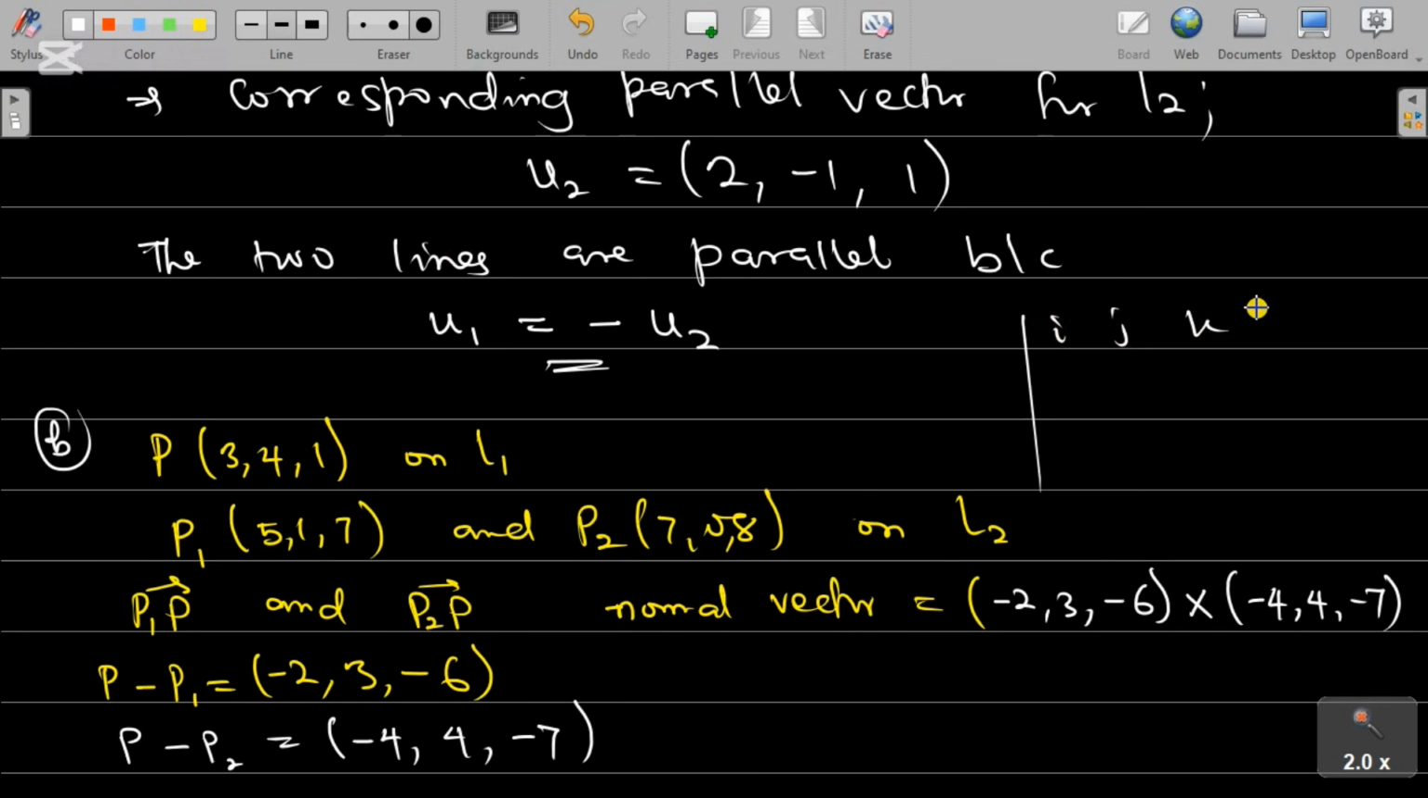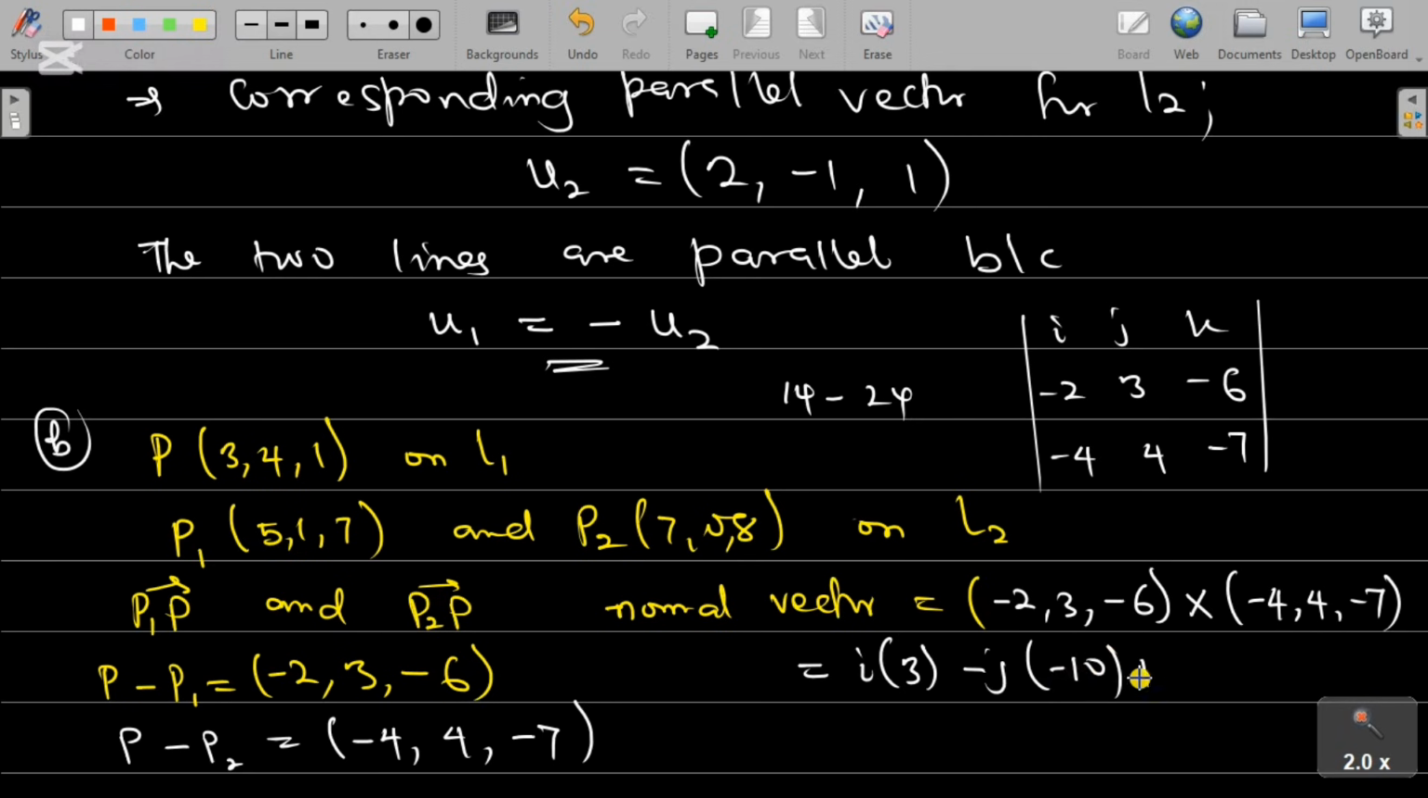So we have i, j, k, and this is going to be minus 2, 3, minus 6. Okay, so you are going to have down here minus 4, 4, minus 7. And that's going to be equal to i into the bracket of, this will be minus 21 plus 24. So here will be 3. I'm doing this crash because of the space. Then for j, I'll have minus 2 times minus 7 is 14. Then minus, I will now have minus 6 times minus 4 is 24. So that's going to give me minus 10.